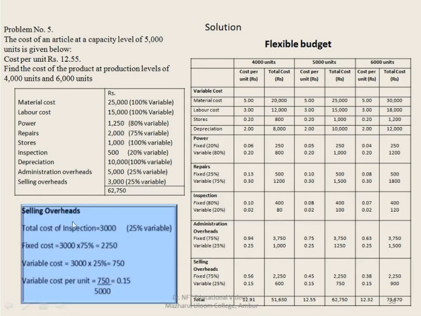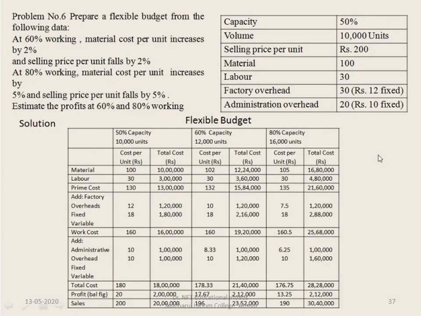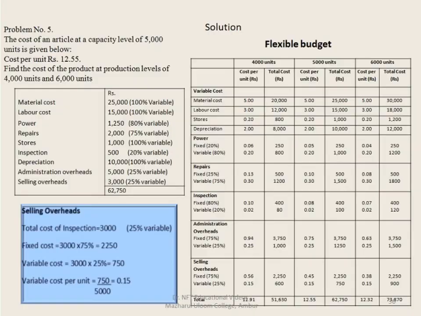In the same way you have to find it out for selling overheads. Selling overheads, it's 3000, where 25% is variable, so 75% is fixed. Follow the same procedure for selling overheads as well. And if you add everything up, you get the cost per unit and total cost for 4000, 5000 and 6000 level of activity. That's all relating to problem number 5.